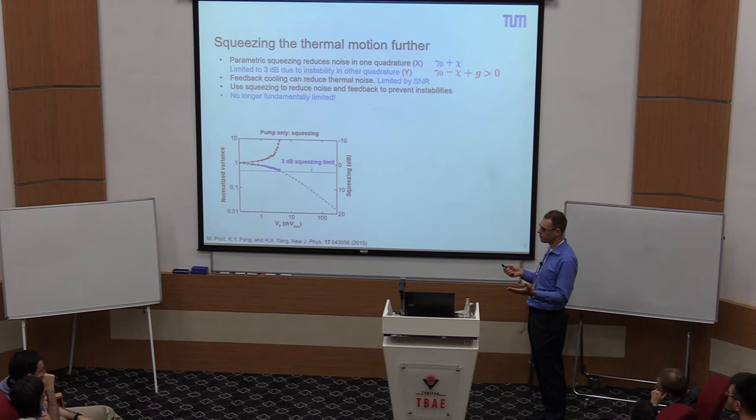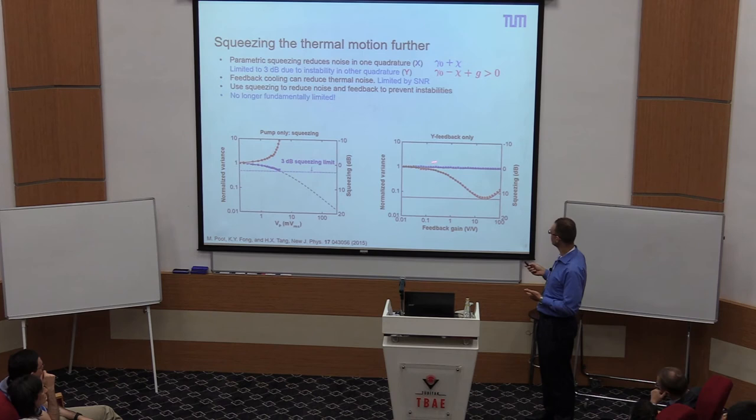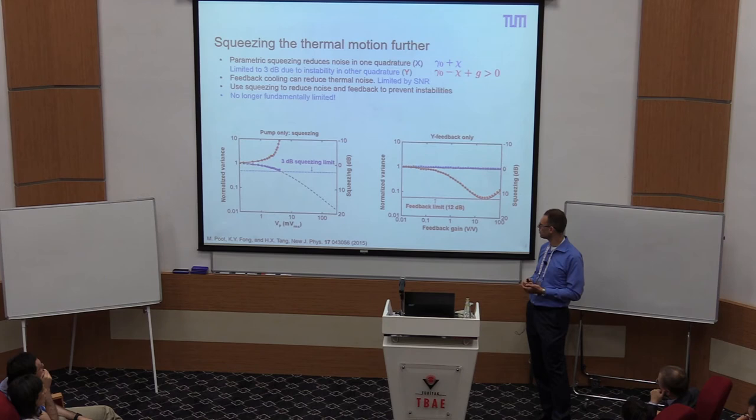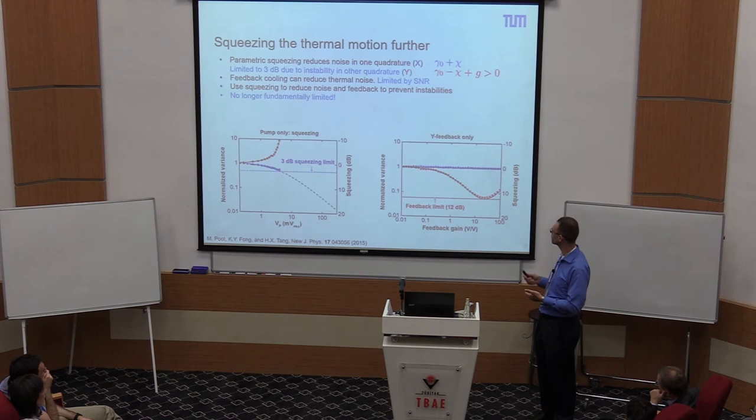The other element is this feedback on the y quadrature. So in this case, we do feedback cooling only on the y quadrature. You see nothing happens with the blue points here in the x quadrature. But you see this is going down and at some point it's going up, limited by the signal-to-noise ratio. And you can also see that we understand really well what's going on, because the theory curve fits the data very nicely. And now the thing will be to combine both of these. So we know that here there's the feedback cooling limit, about 12 dB for our signal-to-noise ratio.